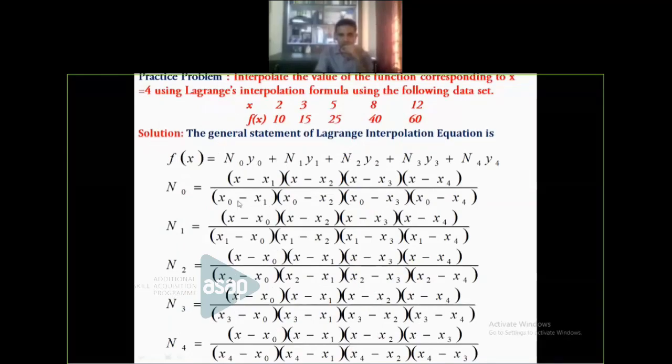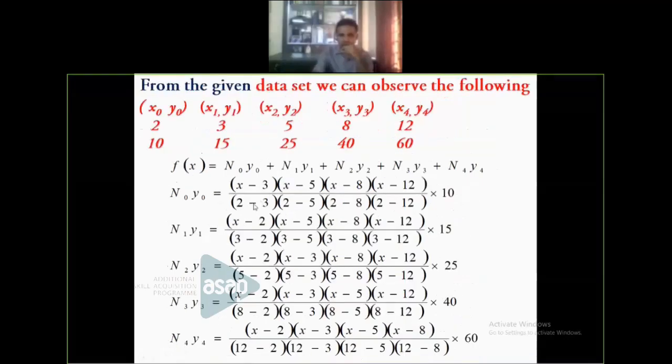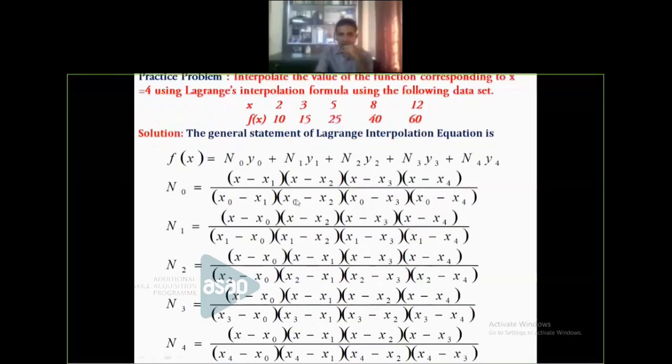So this is like 2 minus 3. Look at this: x0 minus x2. Here 2 is x0. What is x2? x2 is 5. So look at 2 minus 5.